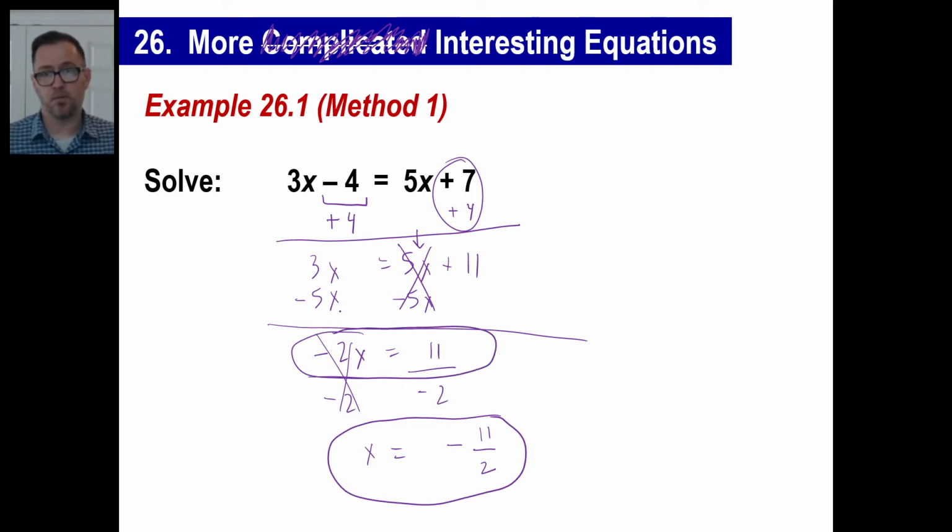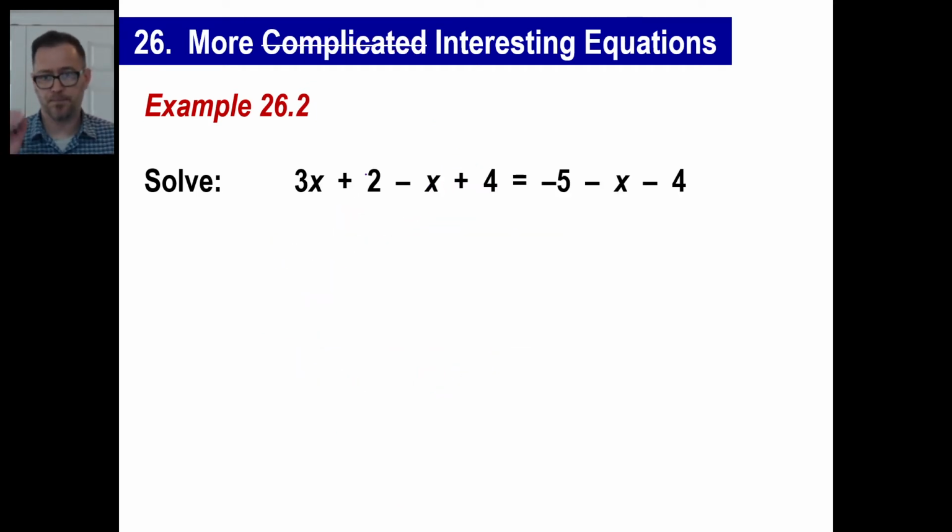So the point is, it doesn't matter what you want to do. If you're used to doing this part first, you want to get rid of the numbers first and clean that out on the left side and move it over, then do the variables, that's totally fine. It's up to you, whichever one you like better, okay? Go ahead and pause and copy this one, our next example.